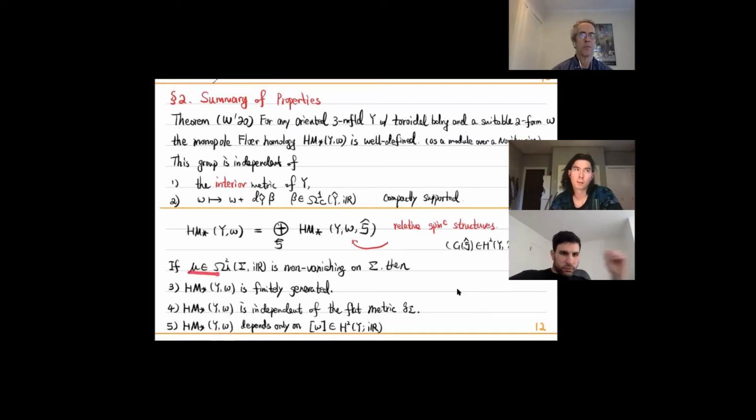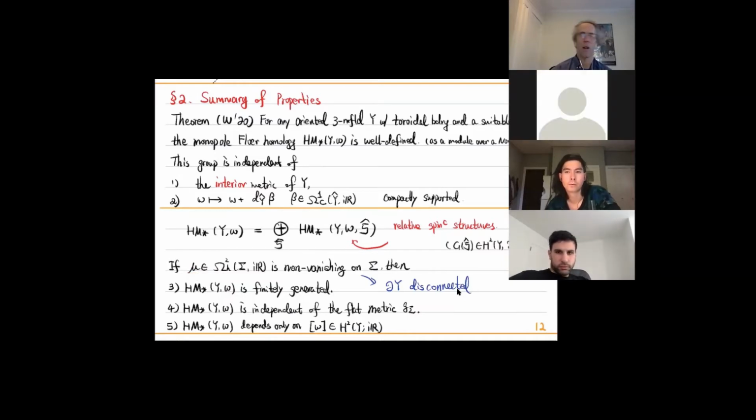I think this condition is really convenient to work with, but there is also a price to pay. Because if such a 2-form exists on the 3-manifold, then the boundary of Y is necessarily disconnected. Because mu is the boundary value of this 2-form omega, and omega is closed. So its integral on the boundary is necessarily 0.